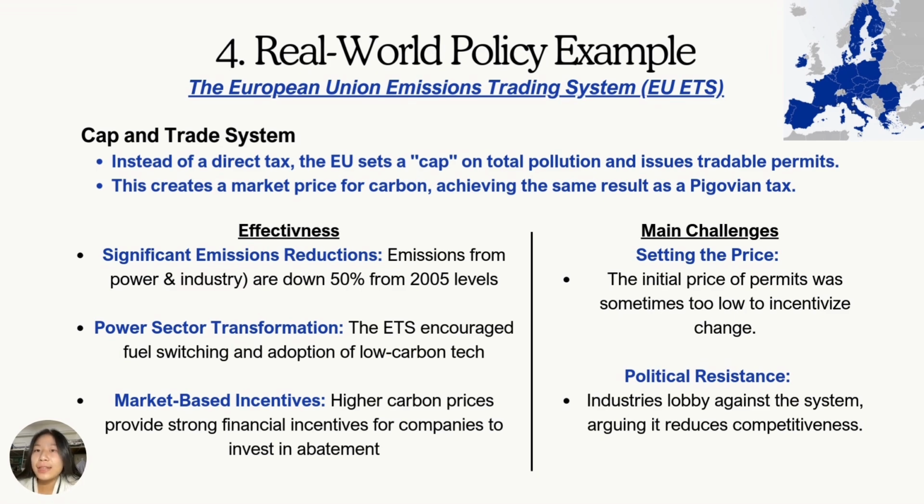So its effectiveness: the EU ETS significantly reduced emissions, down 50% from 2005 levels. It also encourages fuel switching and adoption of low-carbon technology. It also helped with market-based incentives. The main challenges include setting the price. The initial price of the permits was sometimes too low to incentivize change. And political resistance: industries lobby against the system, arguing it reduces competitiveness.